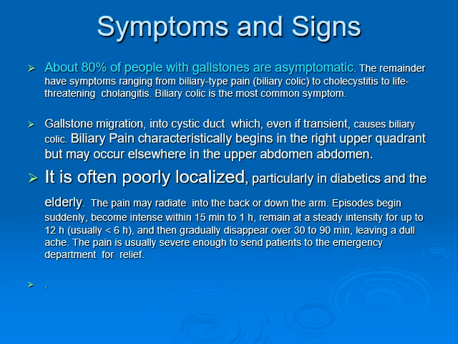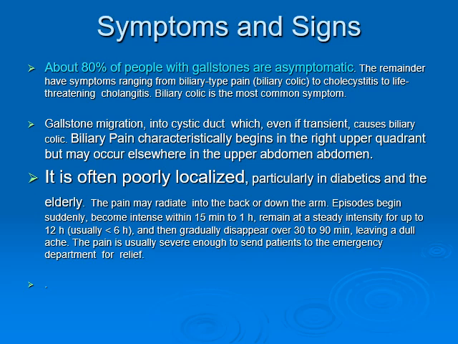Symptoms and signs of gallstone disease: about 80% of gallstones are asymptomatic. The remainder have symptoms ranging from biliary type pain or cholecystitis to life-threatening cholangitis. Biliary colic is the most common symptom. Gallstone migration into the cystic duct, even if transient, causes biliary pain or biliary colic. Biliary pain characteristically begins in the right upper quadrant but may occur elsewhere in the upper abdomen, maybe in the epigastrium, maybe in the left hypochondrium, and usually it radiates to the back, to the right shoulder, maybe to the retrosternal region.